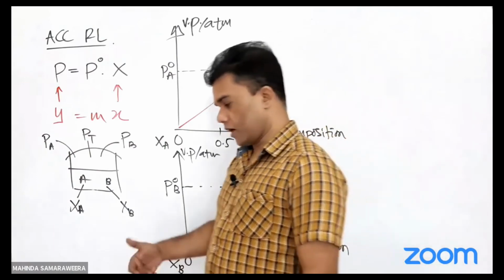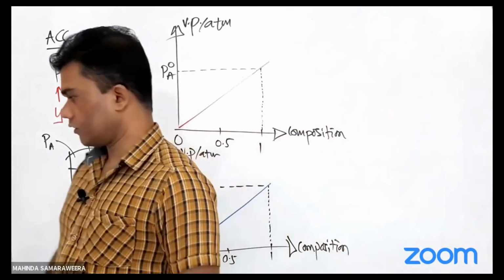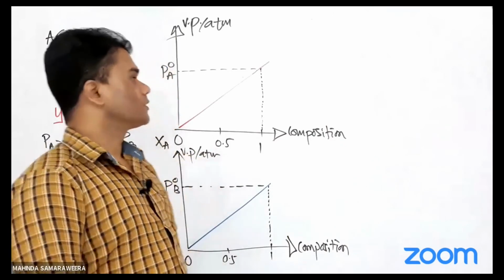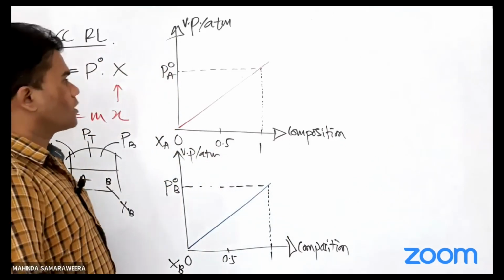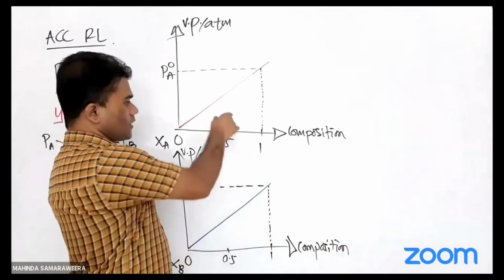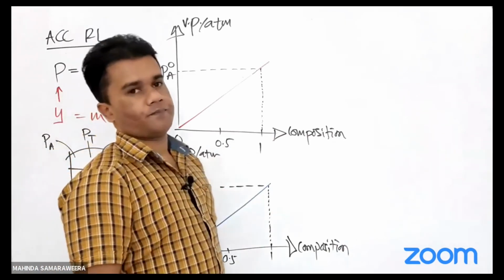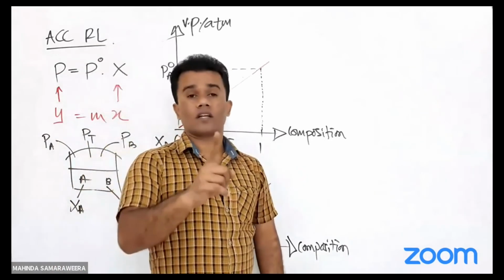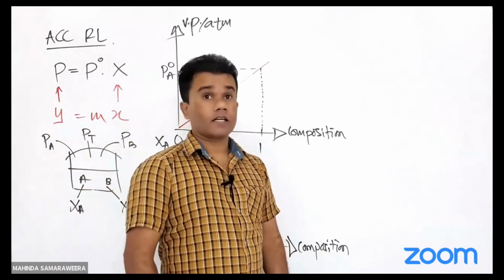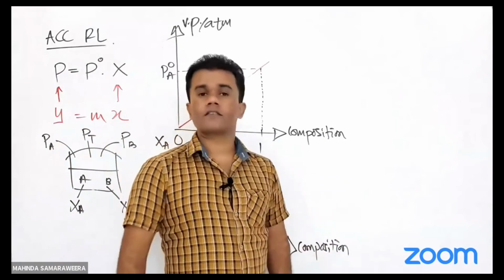When mole fraction is 1, that's the saturated vapor pressure of P naught component. I can put it like this. But we don't have to draw these two in two different graphs. I can combine these two graphs and give just one graph.